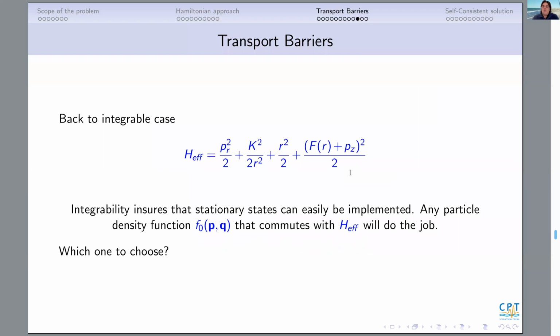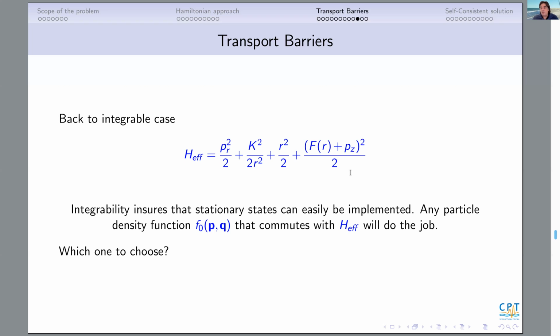I want to go back now to what we can do when we have an integrable case, an integrable Hamiltonian like that. I will forget about the perturbations. It's actually very easy to find a stationary distribution function. Any function f0 of p and q that commutes with the effective Hamiltonian will be a constant of the motion, that is, a stationary distribution of the system. So we actually have an infinite number of stationary distributions that we can plug in from this study. So which one to choose?